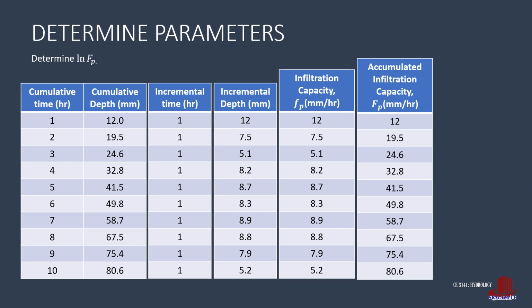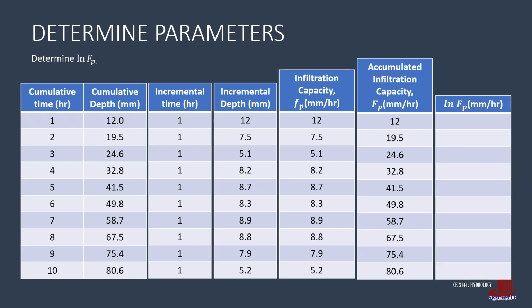But from the reconfiguration of Kostiakov's model, what we needed is ln of f sub p. So place another column and take ln of 12, which is 2.4849. The ln of 19.5 is 2.9704. Ln of 24.6 is 3.2027. The ln of 32.8 is 3.4904.